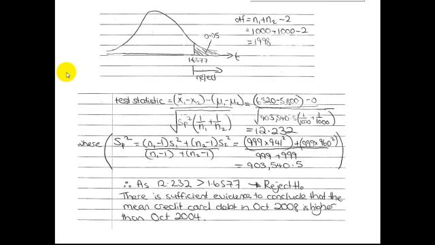12.232. Okay, so having got our test statistic, the last step is just to compare that to the decision diagram, and we can see that it's clearly in the upper tail reject region. So we reject the null, and we can write our conclusion in terms of the alternative. So this is where we link it back to the actual scenario. We can say that there is sufficient evidence to conclude that the mean credit card debt in October 2008 is higher than October 2004.